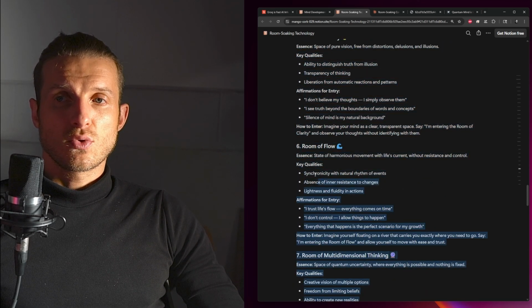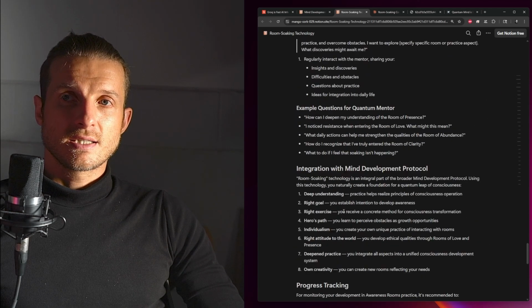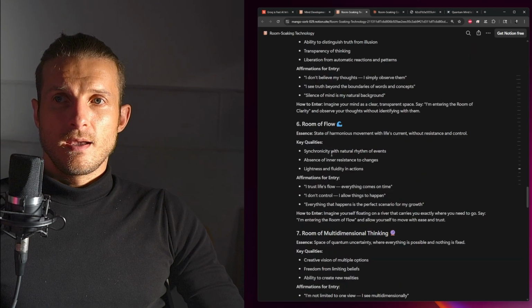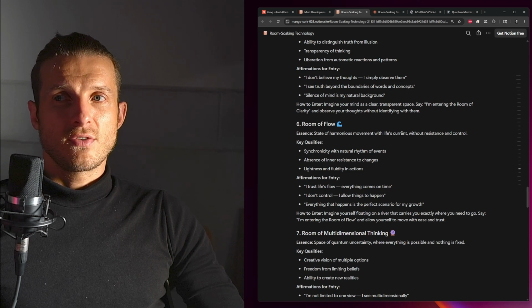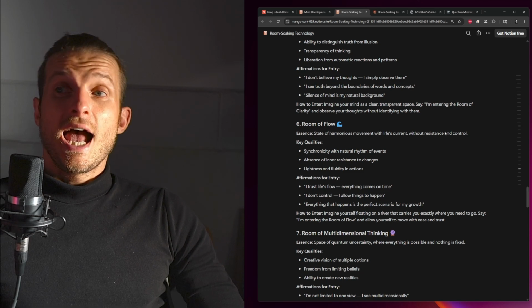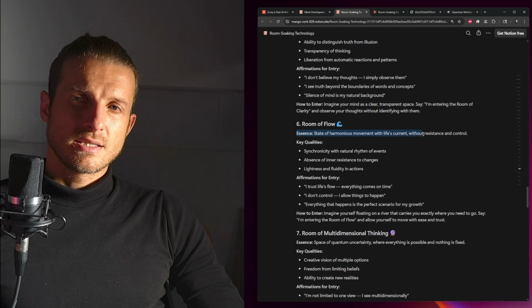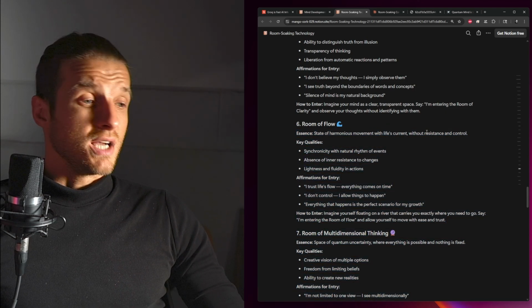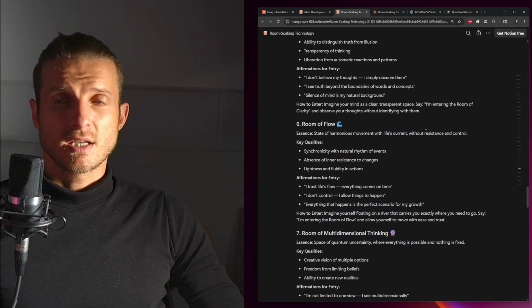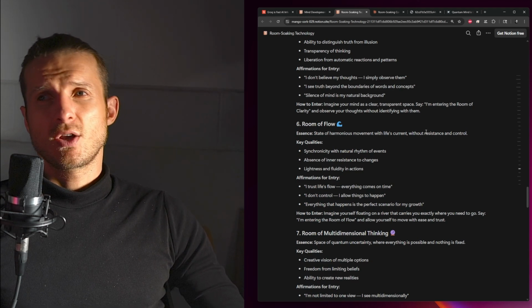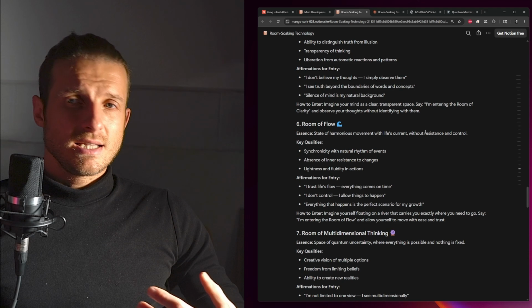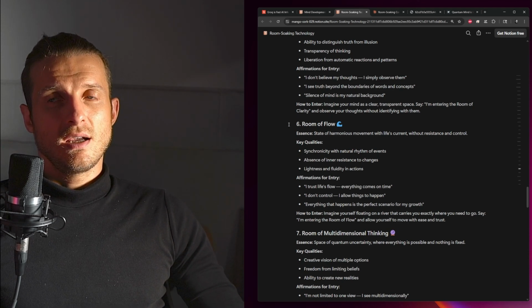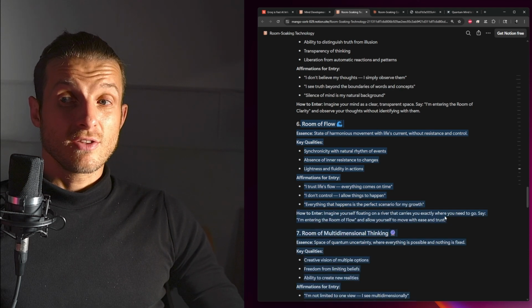And room of flow, it's basically missing. I'm going to change it. It's room of flow. State of harmonious movement with life current without resistance and control. Okay, this is kind of yes. It's a harmonious life with life current. Somebody calls it God. Somebody calls it Dharma. Somebody calls it divine matrix. Somebody calls it Allah. It's something bigger than us, and in one way you can feel it. When you're in the park, you can feel something bigger.